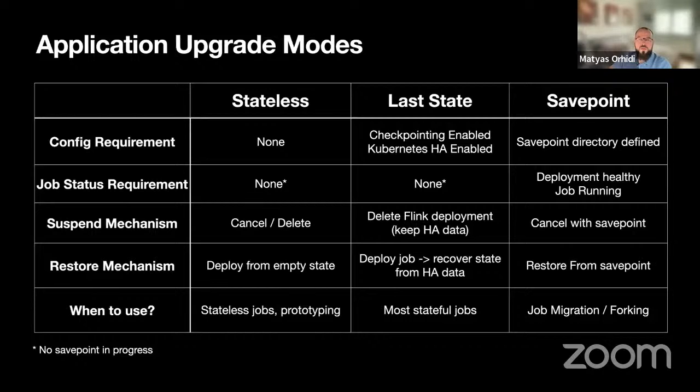And there's a third one, the savepoint upgrade mode, that obviously requires a savepoint directory to be defined. It also needs a healthy running job, because it will cancel the job with a savepoint and restore it from that savepoint. It's good for migrating jobs between environments or forking your job during A/B testing.